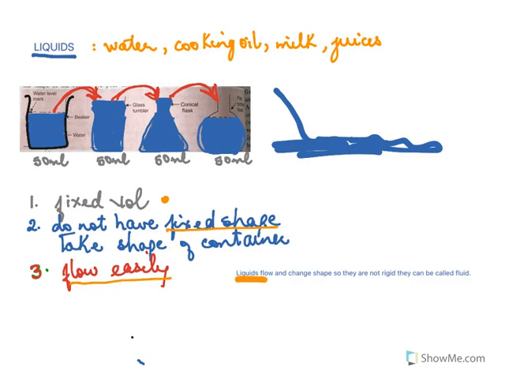So here is another property, or the same property of liquids. We see the liquids flow and change shape. So they are not rigid. They can be called fluid because they flow. Liquids flow, and hence they are called fluids.